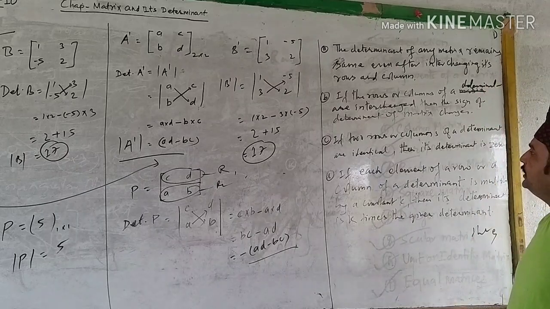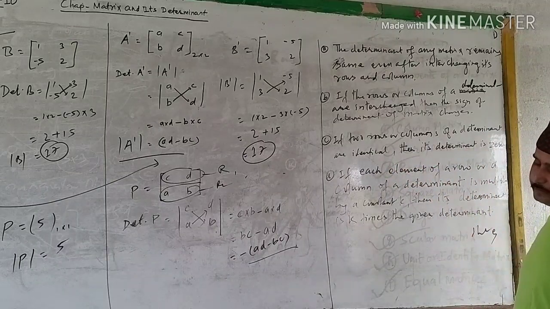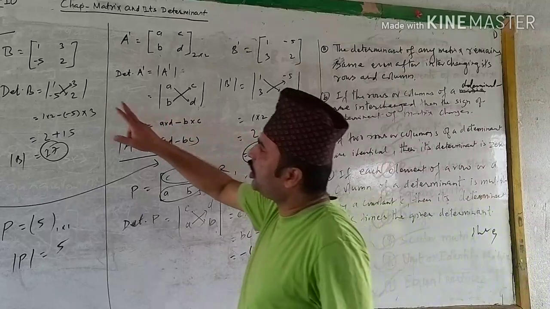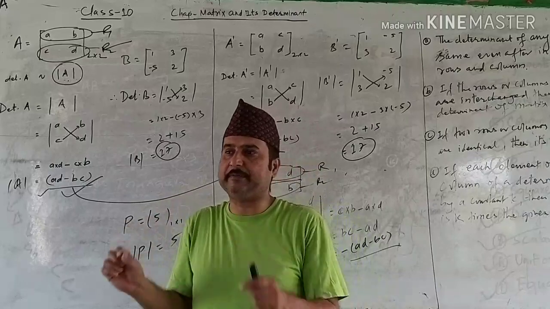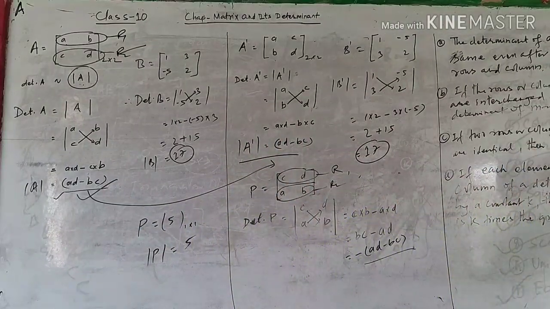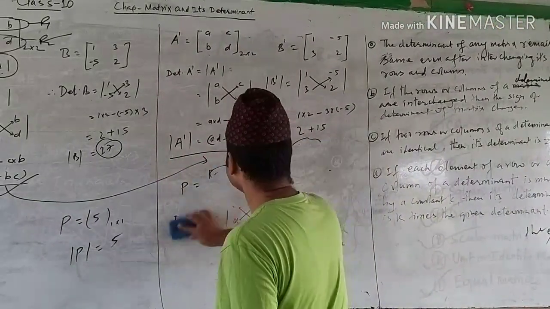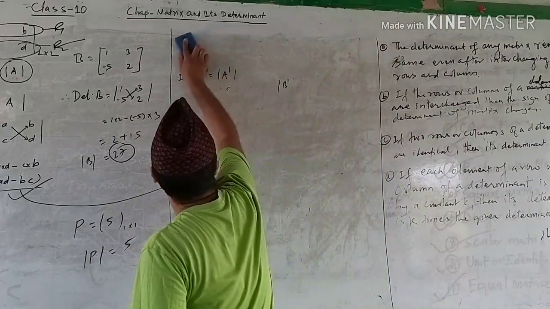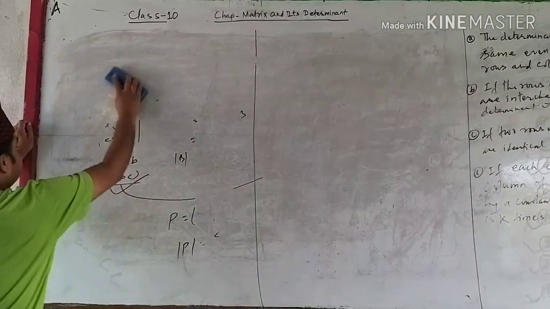Okay, no problem. Third property: if two rows or columns of a determinant, or you can say of a matrix, are identical, identical means same, then the determinant is 0. How is the determinant 0? Let's take an example here. The third property is very easy.